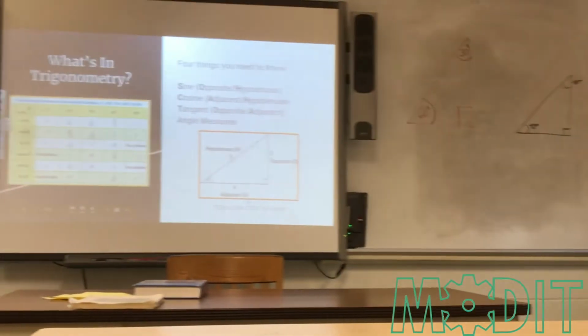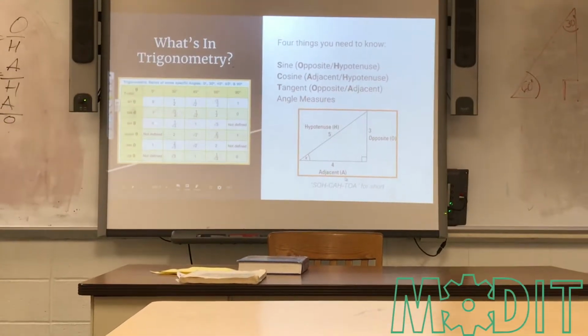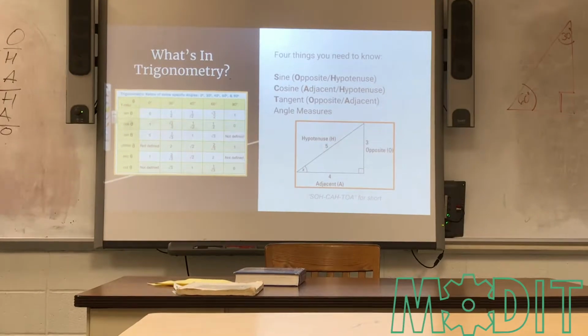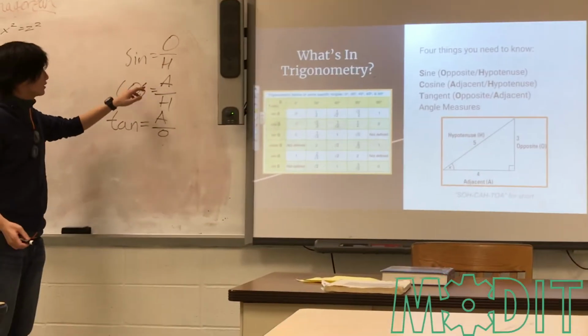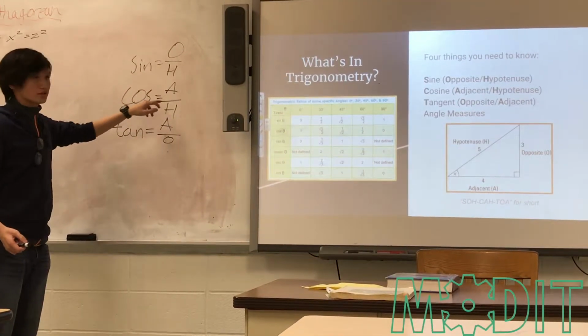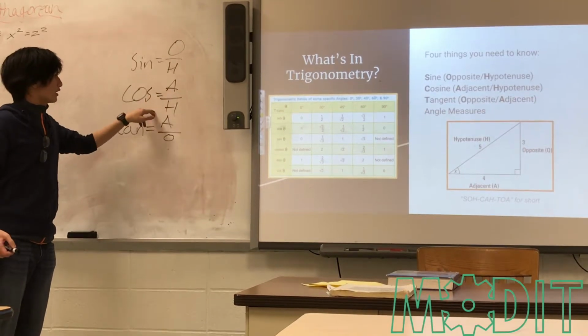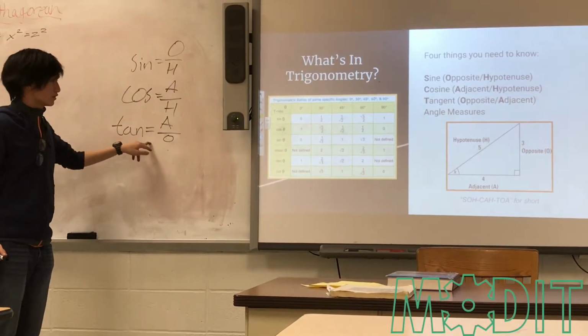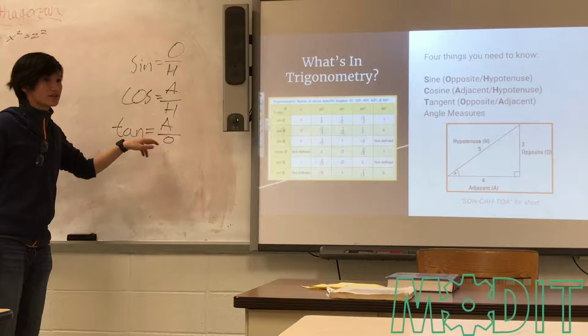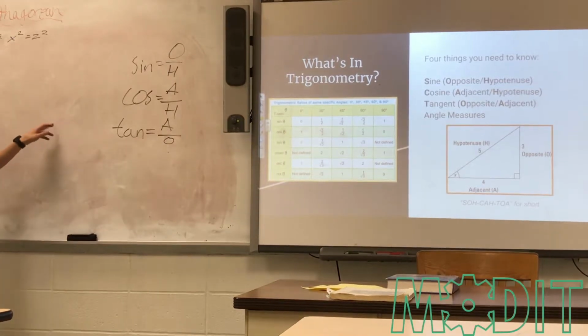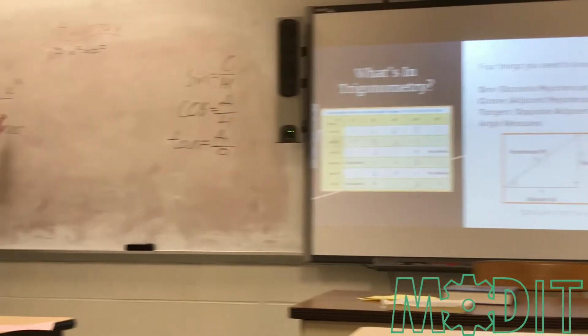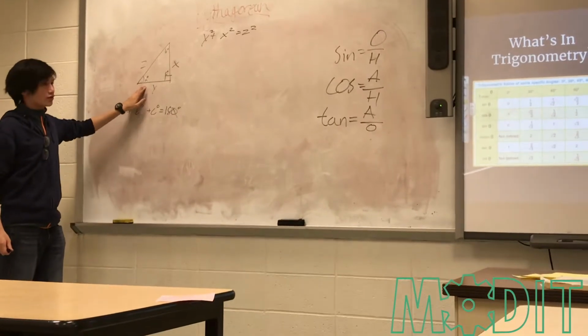So what do you need to know in order to calculate in trigonometry? Well, you need to know sine, which is opposite over adjacent, cosine, which is equal to adjacent over hypotenuse, and tangent, which is equal to adjacent over the opposite side. Now you might be wondering, what is this in relation to? Well, it's in relation to a right triangle.